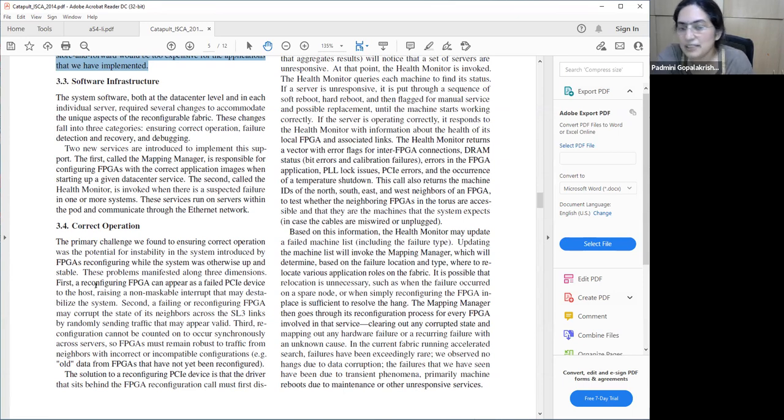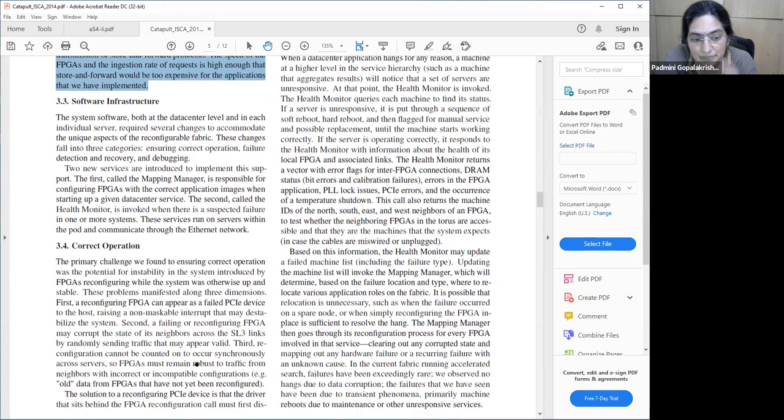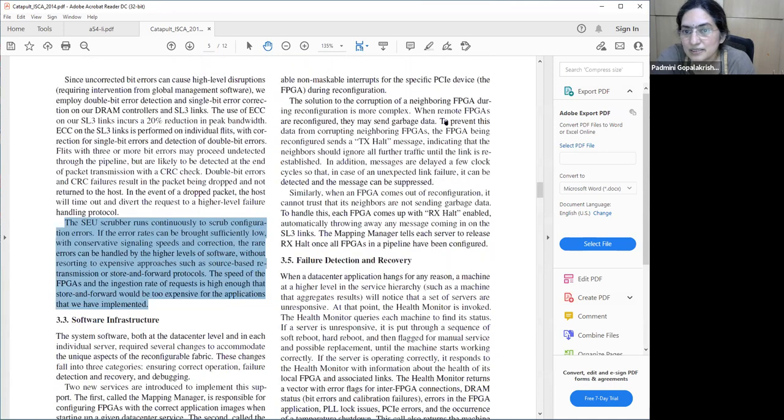For example, if an FPGA is being reconfigured, the host actually sees it as a failed device. So how does the host deal with it? Their software stack has to understand which FPGA is being reconfigured and which FPGA is actually failing. Does the FPGA corrupt its neighbors by sending some random traffic? All this is done through having clean signaling between the FPGAs.